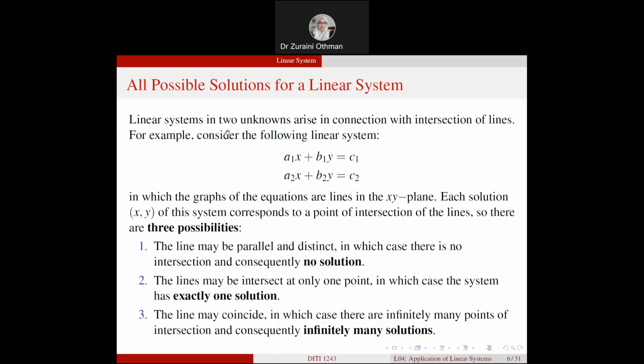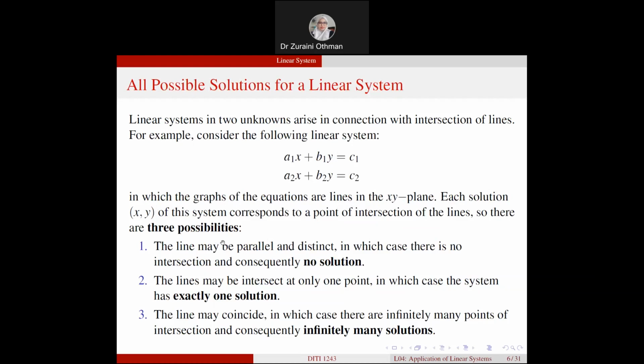Okay, now we have a linear system in two unknowns that arises in connection with the intersection of lines. For example, consider the following linear system. Okay, this is a1x plus b1y is equal to c1. This is the first equation. And a2x plus b2y is equal to c2. This is the second equation. Okay, in which the graphs of the equations are lines in the xy plane. Kita boleh bayangkan bila kita draw this in satu carta Cartesian, which involves paksi x, paksi y.